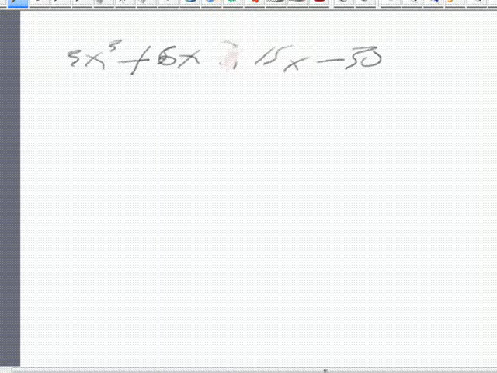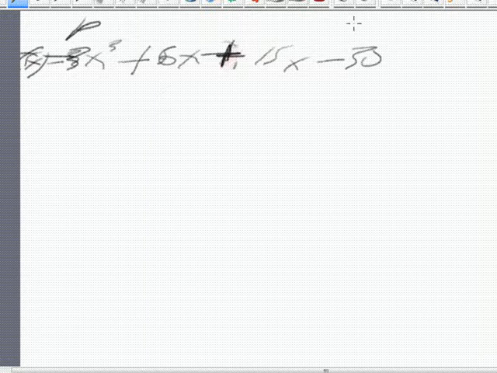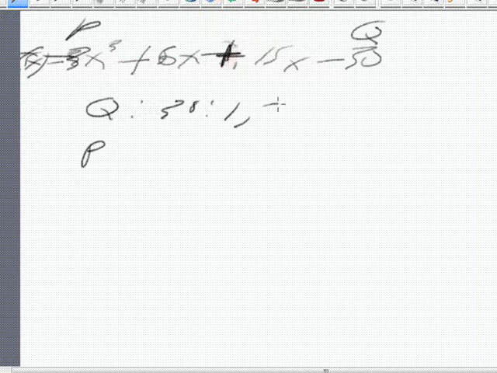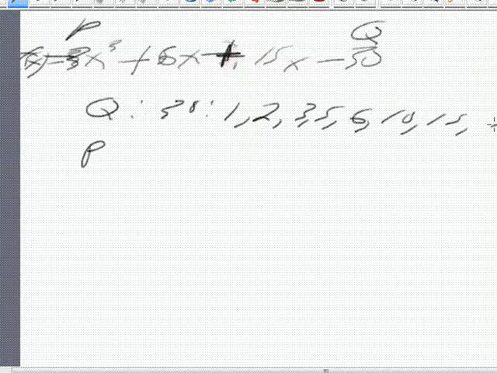Let's jump over here, get some black. Plus 15x. That's going to be my f of x, and that's a 3. What's my p? 3. What's my q? 30. My q becomes 1, 2, 3, 5, 6, 10, 15, 30.